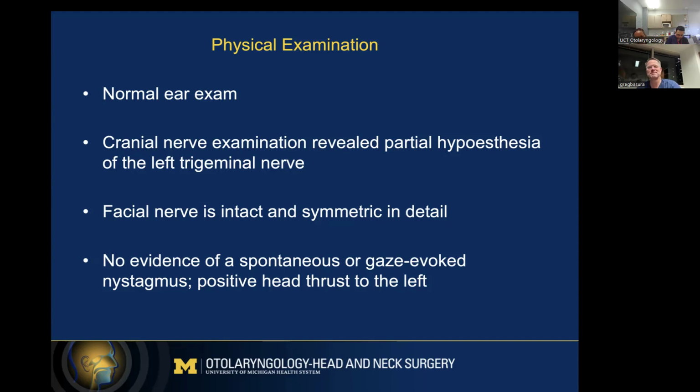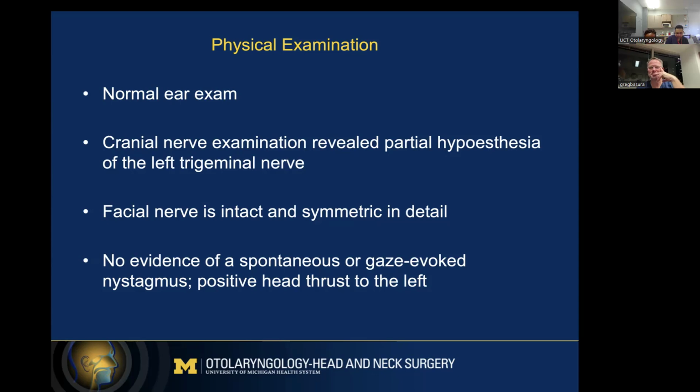Are you sure about that? One supplies the saccule, one supplies the utricle. So let me think about it. Okay. So the inferior nerve supplies the utricle and the superior canal. You mean the superior nerve? The superior nerve supplies the lateral canal. It supplies the posterior canal and the saccule.